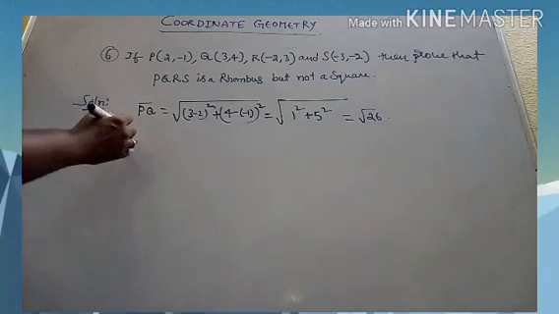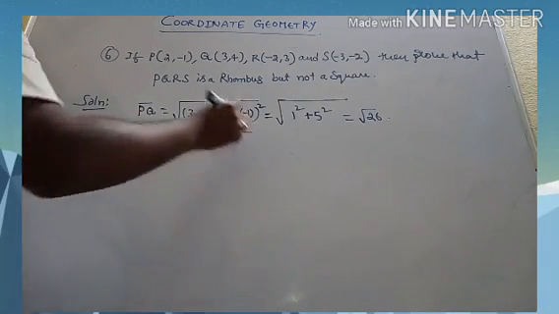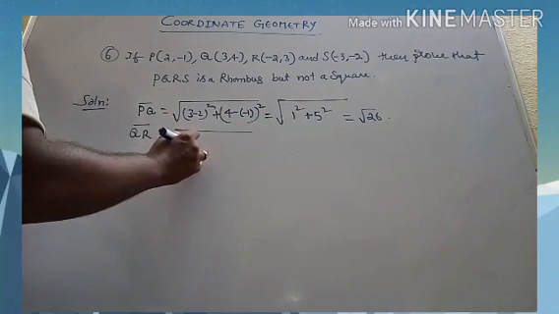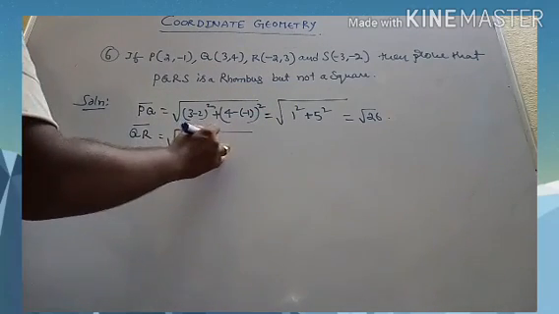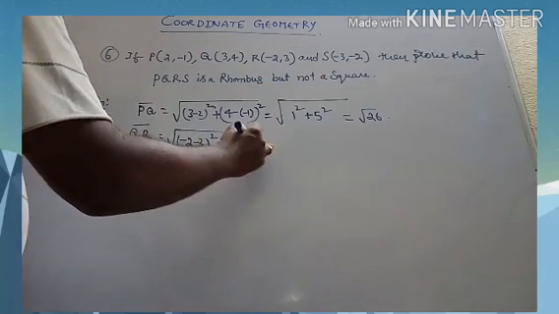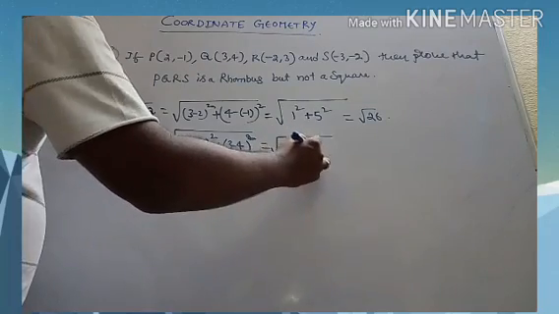Now next, in the same way, let us find QR. Like QR also you take this as (x1, y1) and this as (x2, y2). That means you are going to get (-2 minus 3) whole square plus (3 minus 4) whole square, like this. Once you get that, this is nothing but 25 plus 1, root 26 you have got. Minus 5 whole square, that is 25, right?